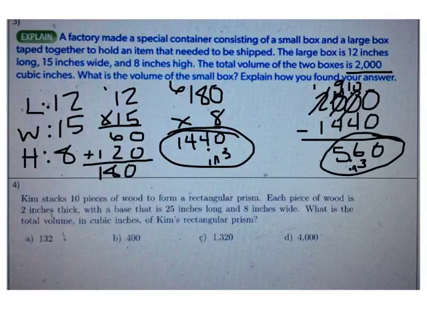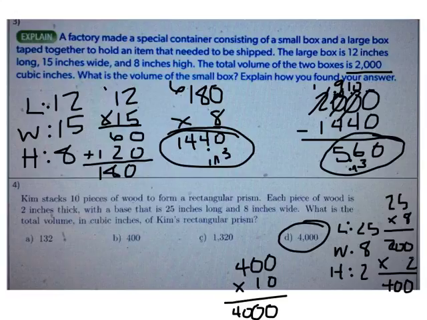Let's try one more. Kim stacks 10 pieces of wood to form a rectangular prism. Each piece of wood is 2 inches thick with a base that is 25 inches long and 8 inches wide. What is the total volume in cubic inches of Kim's rectangular prism? So I need to find the volume of each piece of wood and then multiply by 10, the number of pieces. Go ahead and solve that problem now. The correct answer is 4,000. The volume of each piece of wood is 400 cubic inches times 10 is 4,000.